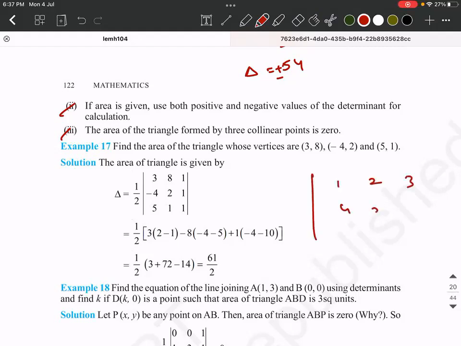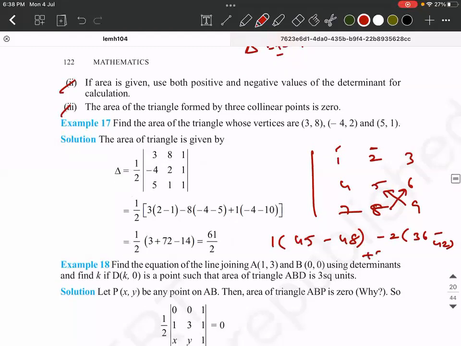1, 2, 3, 4, 5, 6, 7, 8, 9. Upper one, what will you do? Cross multiply. 45 minus cross multiply, 48. Minus 4. Minus 2 into 9 into 4, 36 minus 7 into 6, 42. Plus 3 into 8 into 4, 32. 32 minus 35.